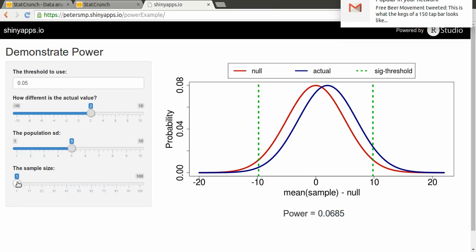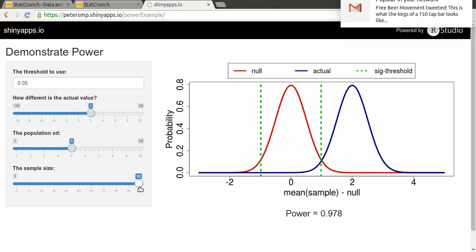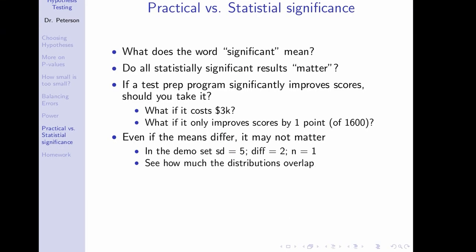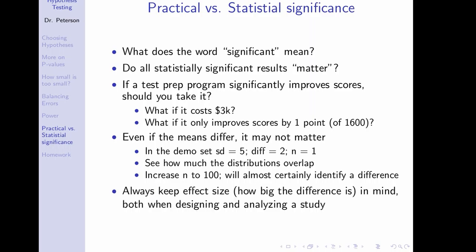But what if we were to ramp that sample size all the way up to 100? Now we see a clear statistically significant difference between these two peaks. The means are definitely different. However, just because the means are different doesn't mean it's important or that the difference matters for what you are interested in. If heights are only different by an average of 2 inches, it may not matter very much, and that's something to consider both when designing and when analyzing a study. Always ask how big the effect size is.